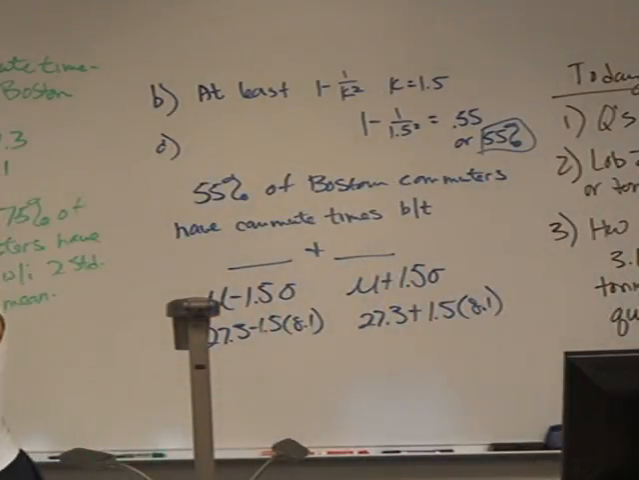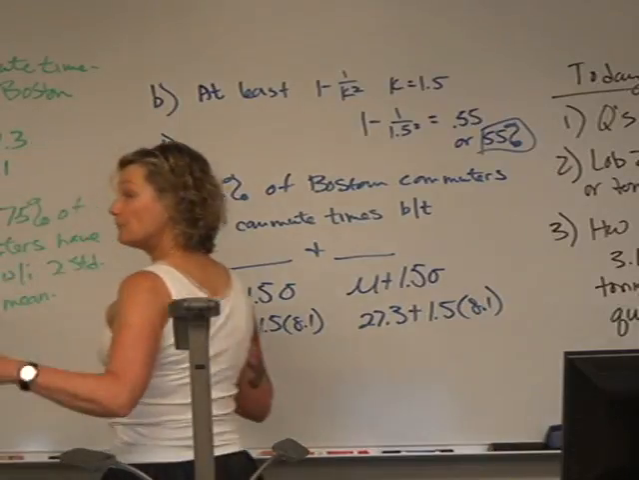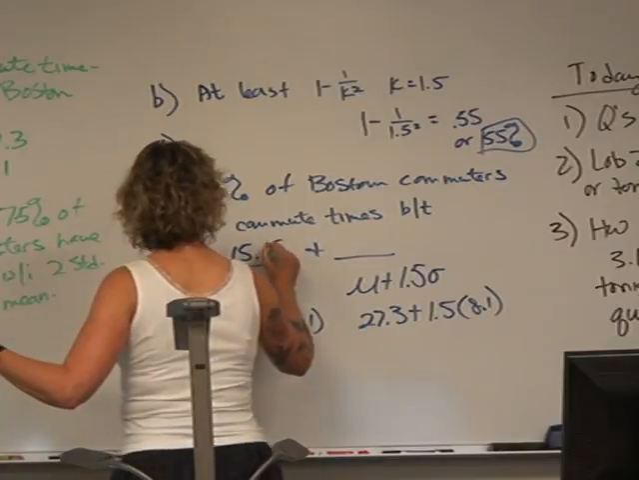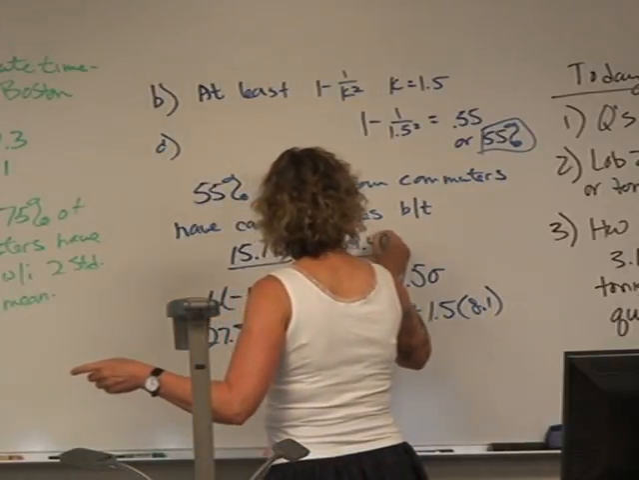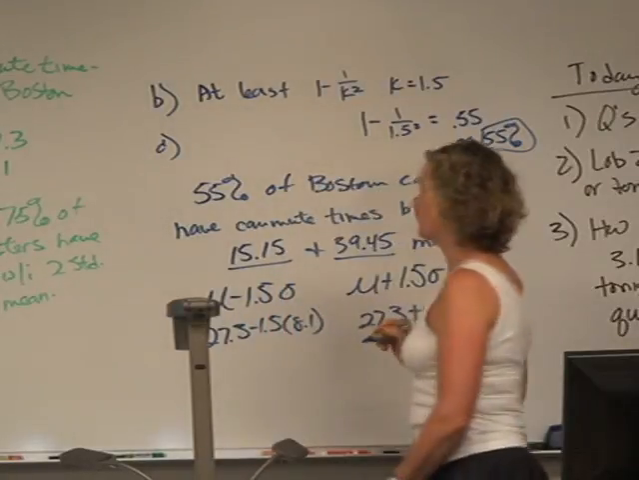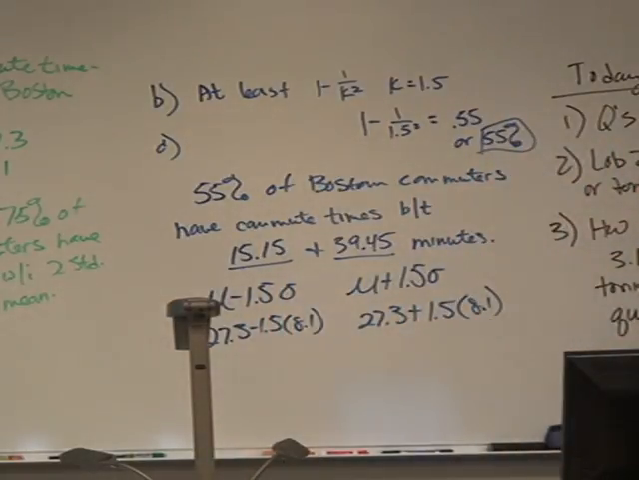So what do we get? What are our numbers here? Say again, Jen? 15.15, and then 39.45, thank you, minutes. Does everyone agree? Does that look good?